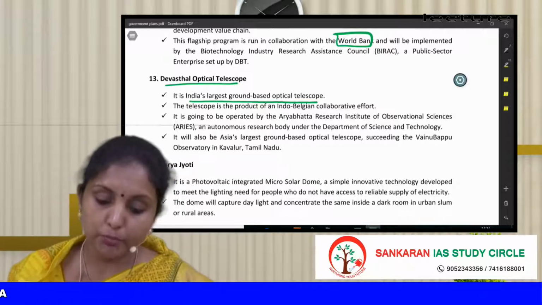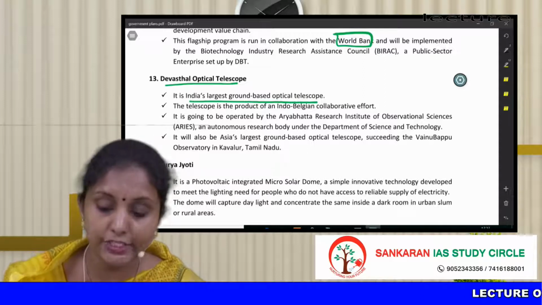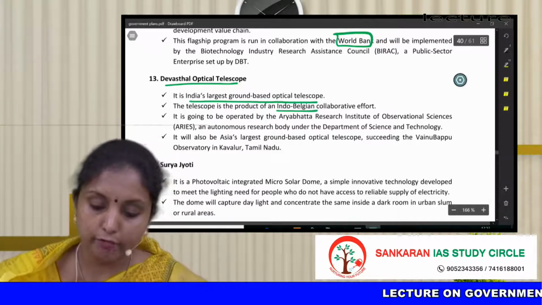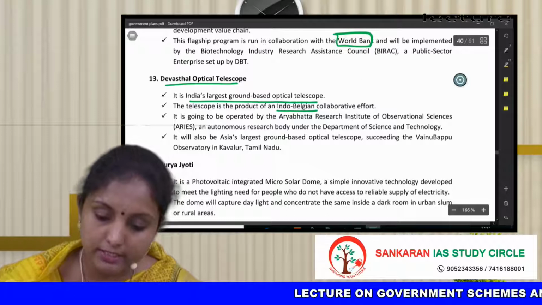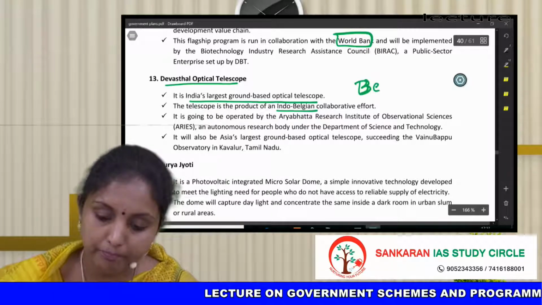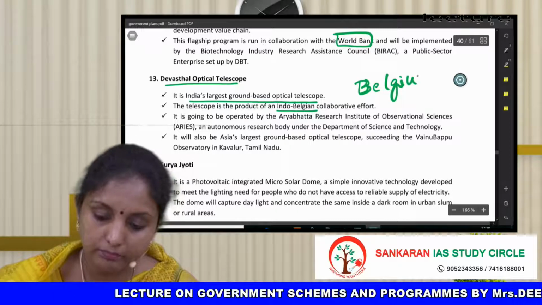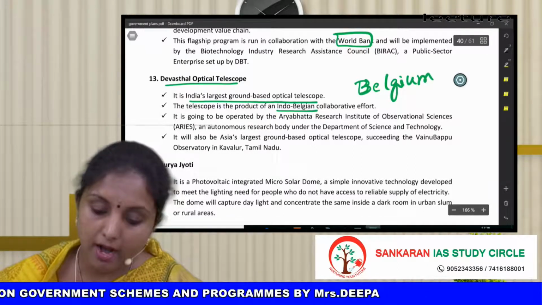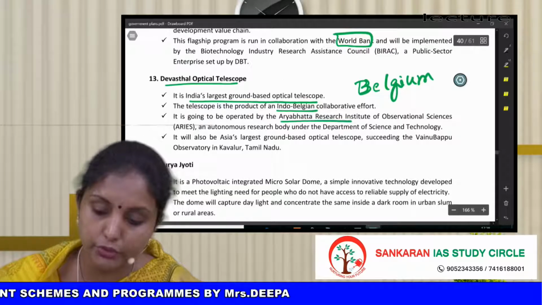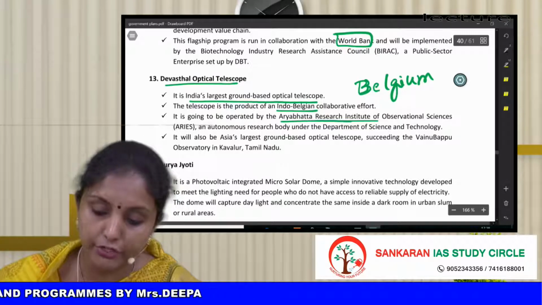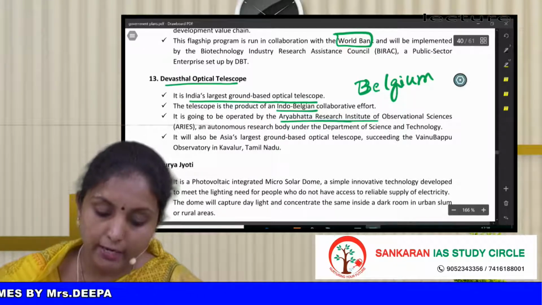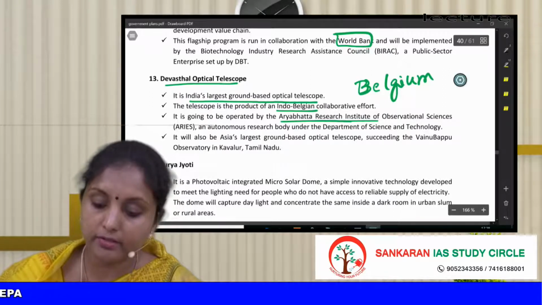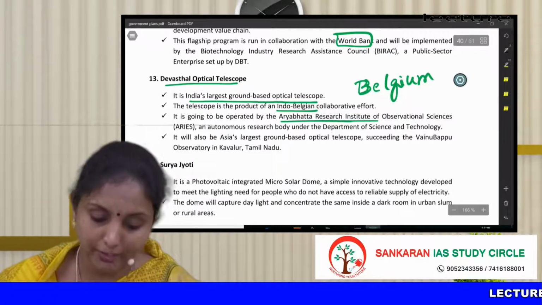The telescope is a product of an Indo-Belgian collaborative effort. With which country is this developed? Belgium. That is important. It is going to be operated by the Aryabhatta Research Institute of Observational Sciences, an autonomous research body under the Department of Science and Technology.